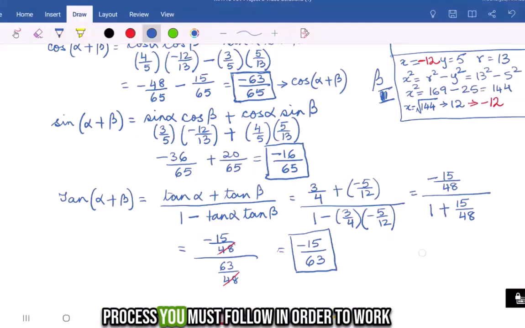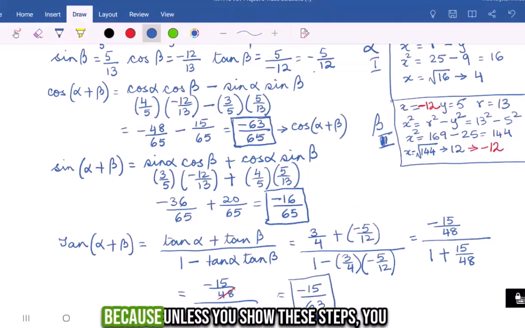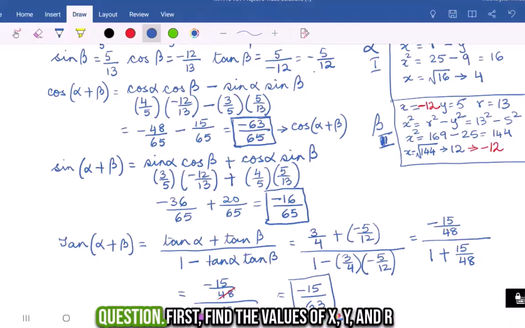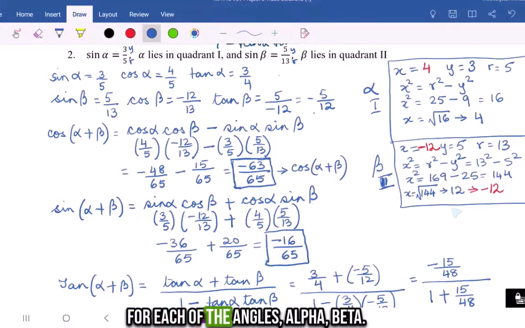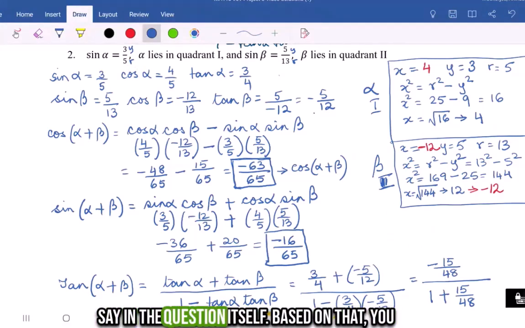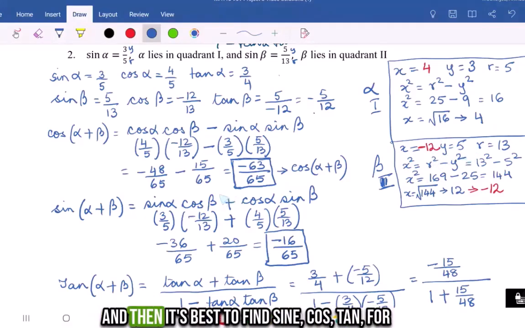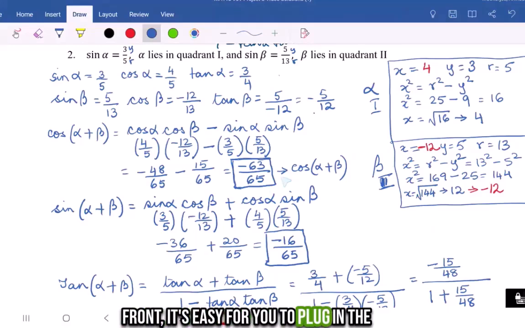So this is the process you must follow in order to work out these problems on the tests as well, because unless you show these steps, you will not be awarded full credit for the question. First, find the values of x, y, and r for each of the angles alpha, beta. Remember to take into consideration the quadrants that the angles are in. It should say in the question itself. Based on that, you will assign the appropriate signs to x and y. And then it's best to find sine, cos, tan for alpha and beta. Because if you have that up front, it's easy for you to plug in the values.